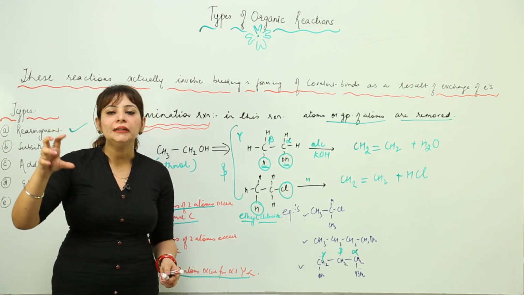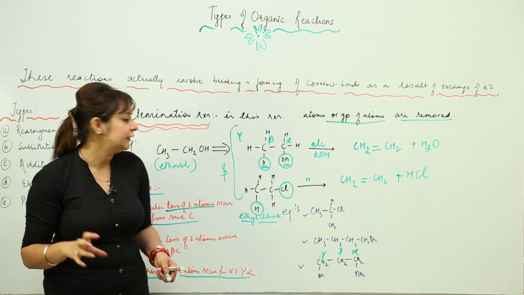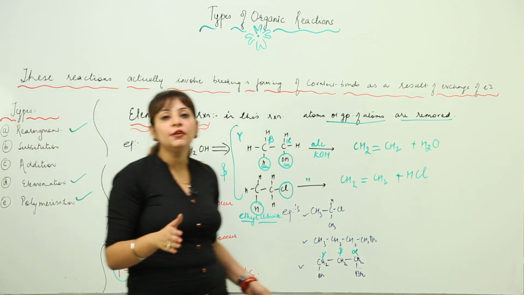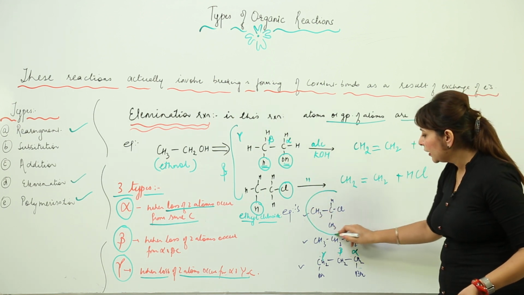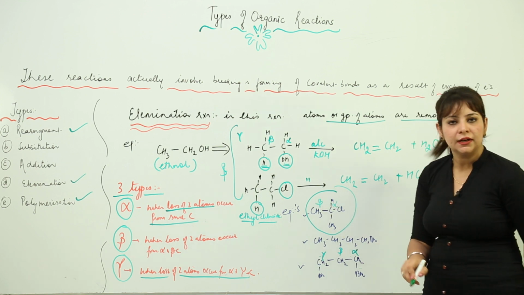And when you remove one atom from the alpha position and one from the gamma, then it is a gamma kind of elimination. So I have a few examples. Let's check out what kind of elimination we can actually have. So this is this compound. In this, this is my alpha and this is obviously a beta carbon.